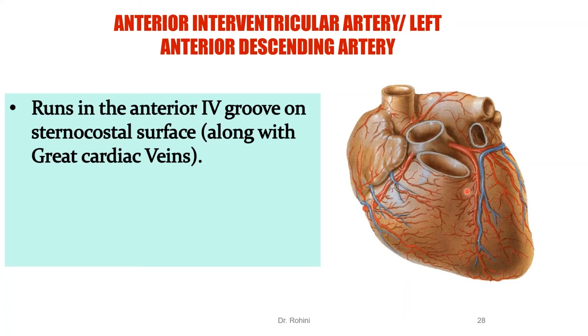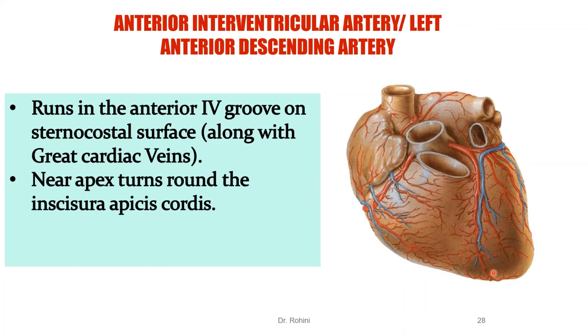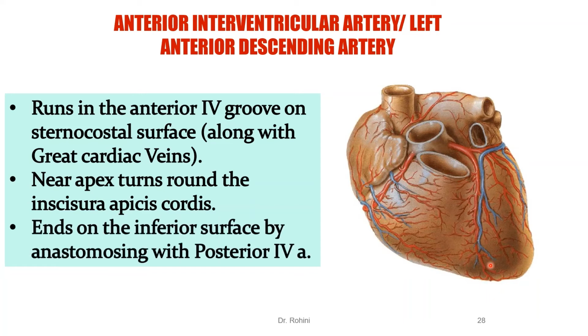Okay, it runs downwards towards the apex. Near the apex, it winds round the apex. That part is called as incisura apices cordis. You must have read in the external features. Then it turns on the back side. Already I told you, it ends on the inferior surface or diaphragmatic surface by anastomosing with the posterior interventricular artery.